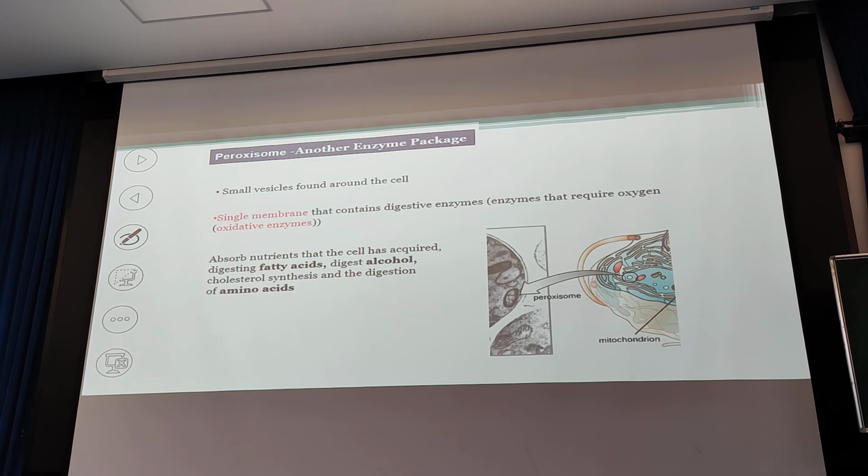So we have another type of enzyme package. We have the peroxisome. Peroxisomes are small vesicles found around cells. They have single membranes that contain digestive enzymes, and they absorb nutrition that the cell acquires, digesting fatty acids, alcohols, cholesterol synthesis, and digesting amino acids.